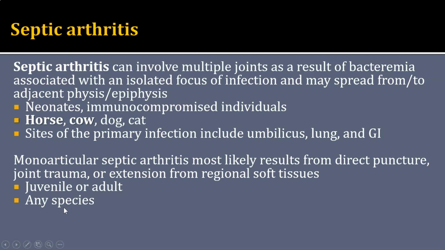We can have one joint involved, or monoarticular septic arthritis, and that most likely results from direct puncture, joint trauma, or extension from regional soft tissue infection. And so when it is just one joint, it could certainly be in any age or any species. In small animals, septic arthritis is much less common than immune-mediated arthropathy. However, more and more septic arthritis can be identified in joints that already have pretty significant degenerative joint disease.